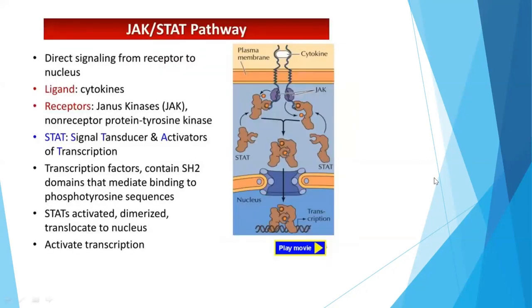Now, this one is also a very important pathway, which is called the JAK-STAT pathway. It causes direct signaling from the receptor to the nucleus. The ligand is a cytokine, and the receptor is associated with Janus kinase, a non-receptor protein tyrosine kinase. STAT is signal transducer and activator of transcription. So the transcription factors contain SH2 domains that mediate the binding to phosphotyrosine sequences. The STATs can be activated, they can be dimerized, and they can be translocated to the nucleus. And then these activate the transcription process.